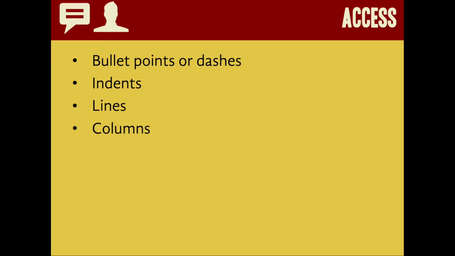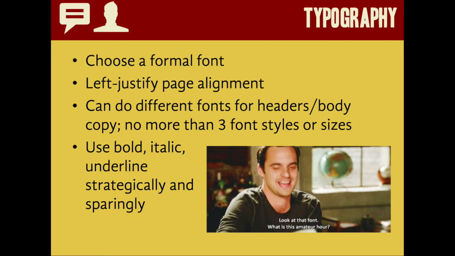Access. Things that help us with accessing content are indentations, lines, columns, and bullet points. Numbered and ordered lists are a big signal to us saying, here are some key points and here is how they're divided. Indents, lines, and columns also help to set off important information, signaling to our brain to pay attention. Typography also assists with this.